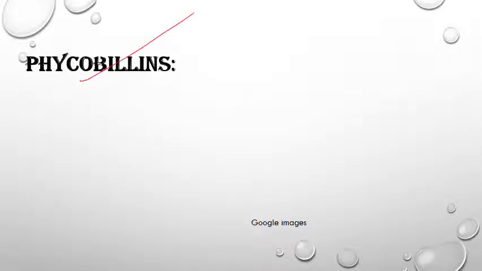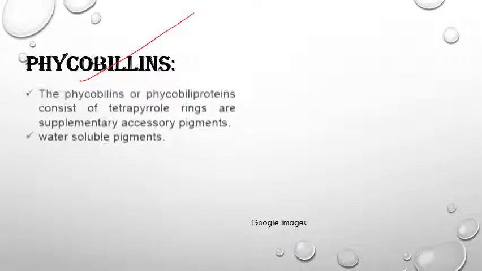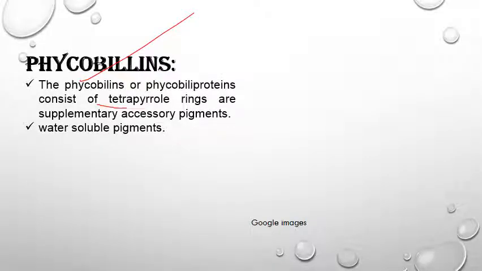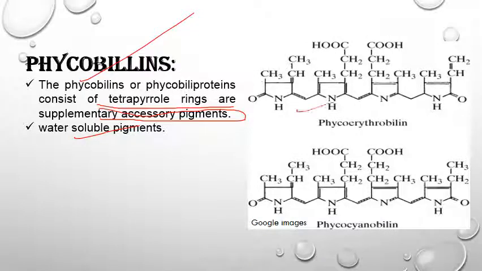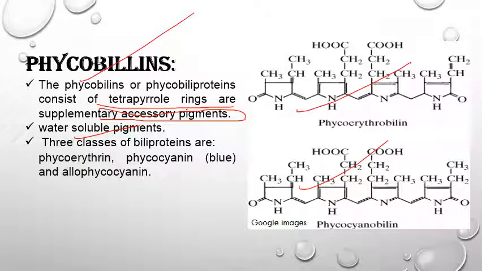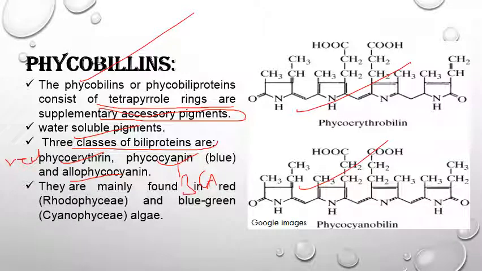Next, we have the third class of pigments, phycobilins. These are the only class of pigments which are water soluble. They consist of tetrapyrrole rings and are supplementary accessory pigments. These are the structures of phycobilins. There are three classes: phycoerythrin, phycocyanin, and allophycocyanin. Phycoerythrin is found in red algae, and phycocyanin in BGA, that is, blue-green algae. They are mainly found in red algae, Rhodophyceae, and blue-green algae, the Cyanophyceae.